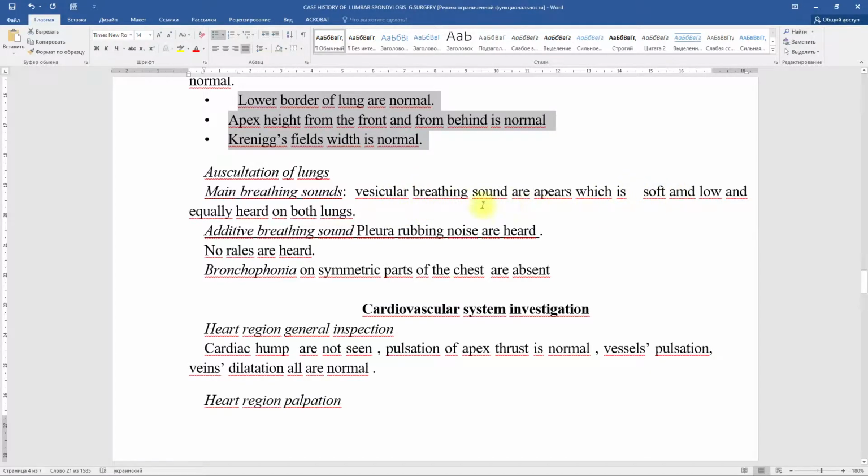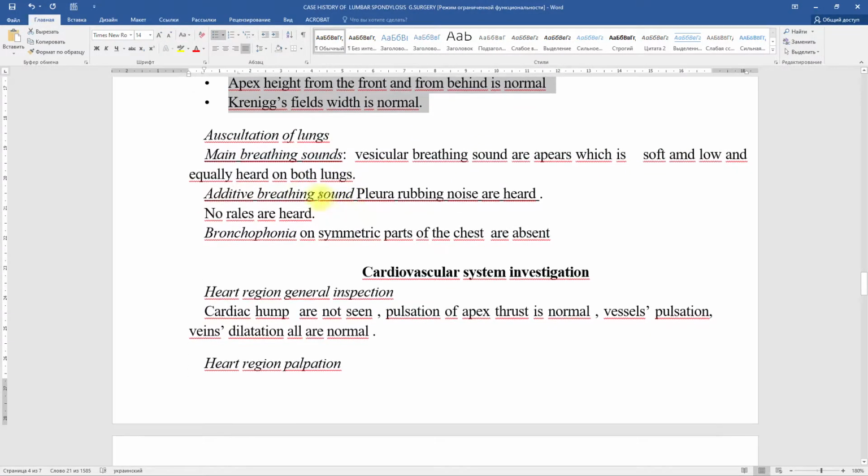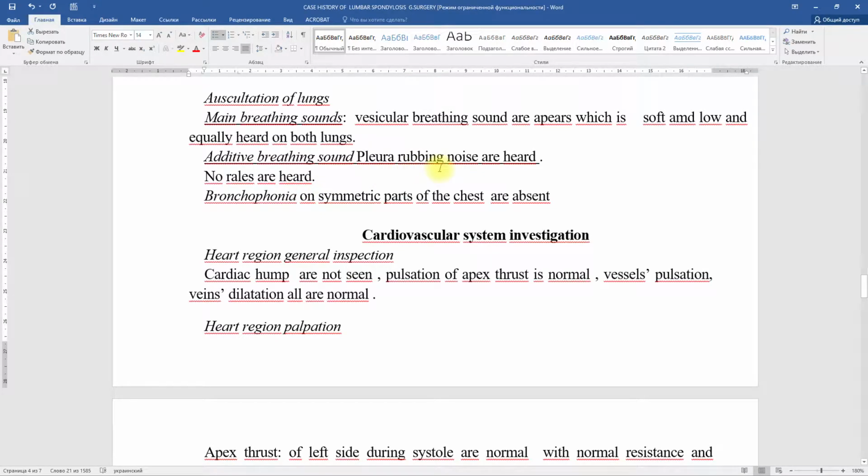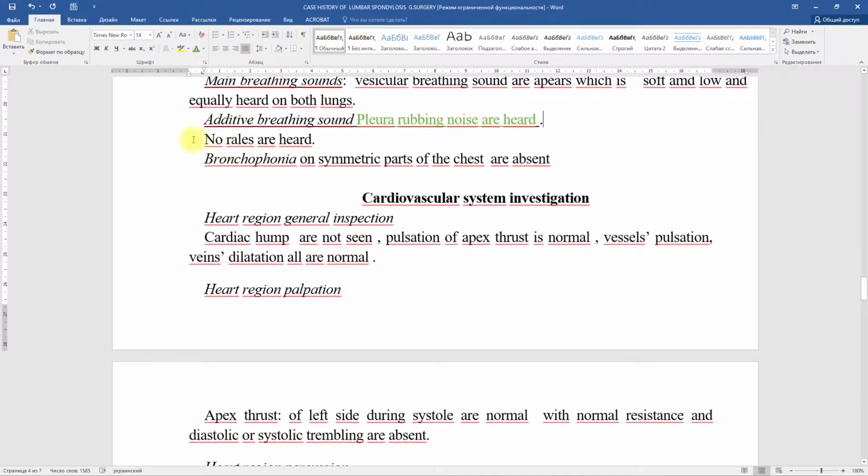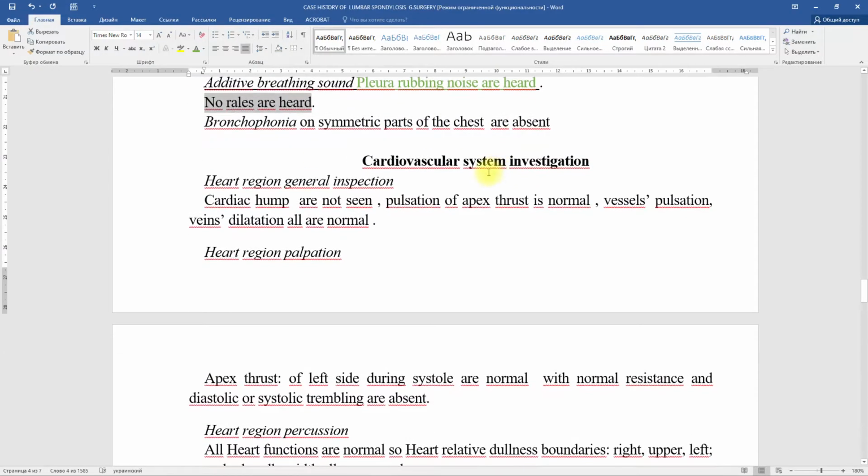Vesicular breathing appears, yes. Both lungs, right? Yes, here it's correct. Pleura rubbing noise is heard. You mentioned that in the auscultation section, and this is absolutely correct. No rails, good. Bronchophonia absent, very good.